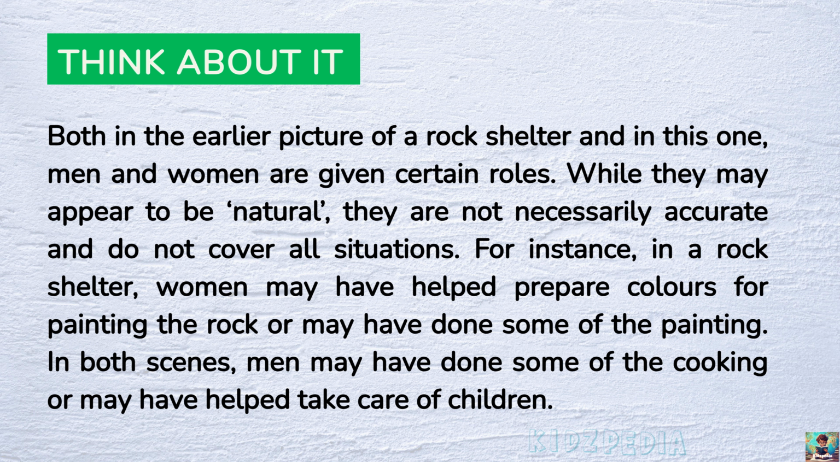Both in the earlier picture of a rock shelter and in this one, men and women are given certain roles. While they may appear to be natural, they are not necessarily accurate and do not cover all situations. For instance, in a rock shelter, women may have helped prepare colors for painting the rock or may have done some of the painting. In both scenes, men may have done some of the cooking or may have helped take care of children.